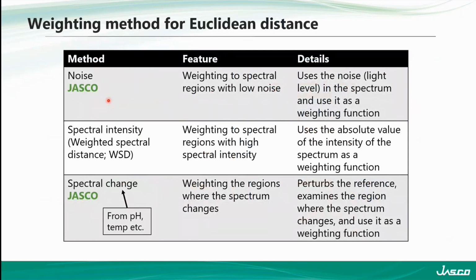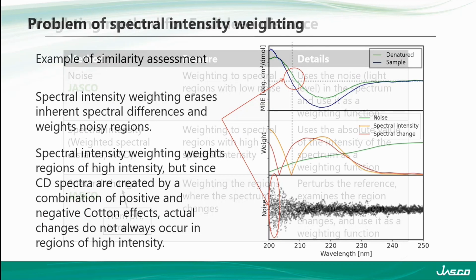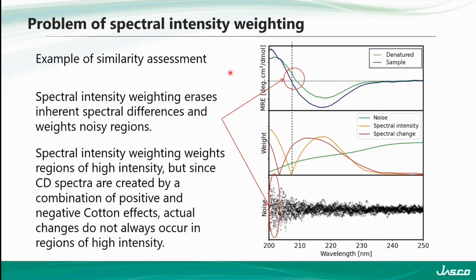In qHOS, we give 2 options for the type of weighting. We give what's called a noise method and then a spectral change method. The main way that most statistical packages now do weighting is in terms of spectral intensity. But if you're familiar with CD, you know that there are basically points where the signal is 0, right? So you have 0 crossing points that I'll show on the next slide. And if you use spectral intensity weighting, that can become a bit of an issue.